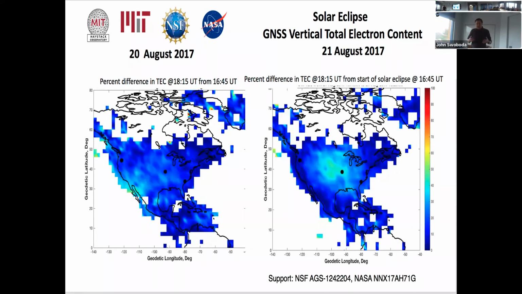The modeling community is trying to understand why this is happening. There's a lot of questions as to why we're seeing these big changes, changes that are larger than, say, what the models are saying. So I'm going to get to that in a minute.